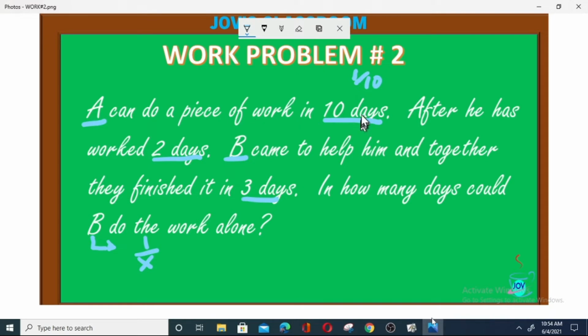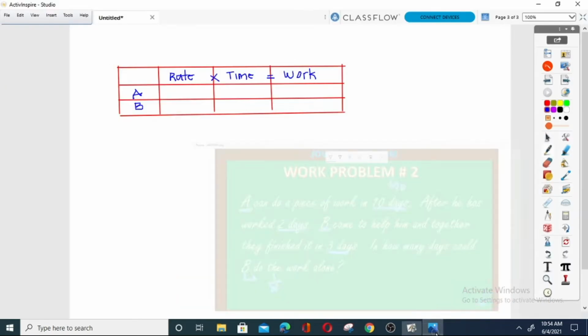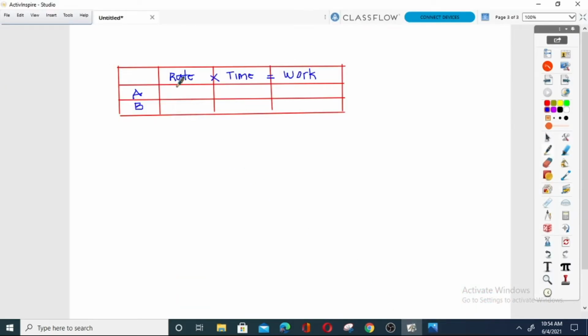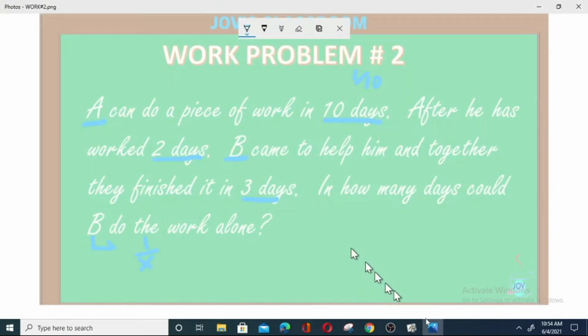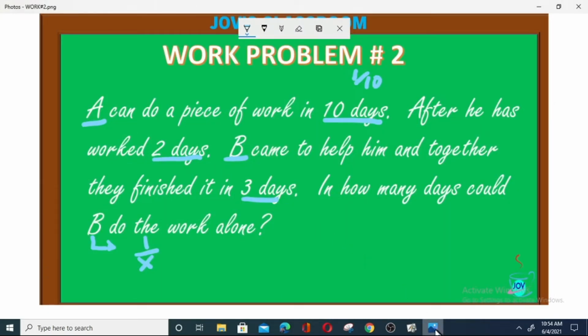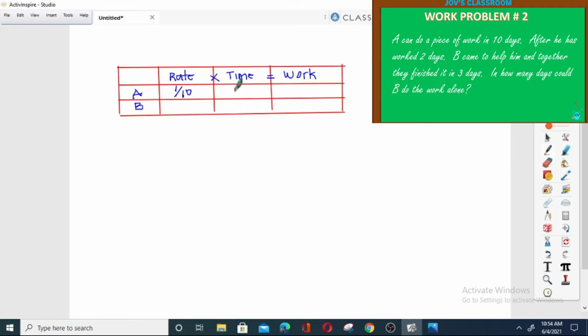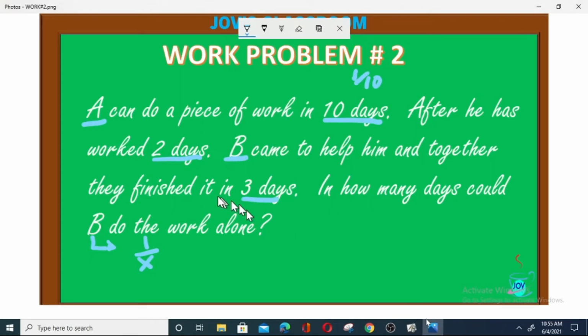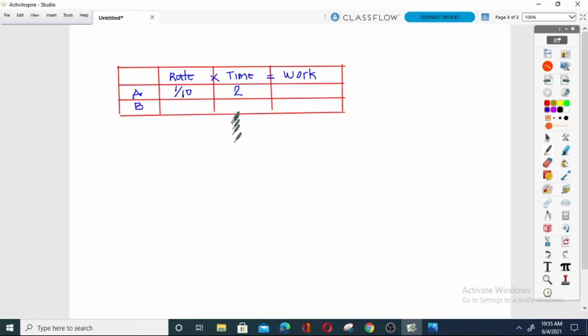Worker A has a rate of 1/10 because he worked in 10 days. And his time is, he worked 2 days. So that is his time here, 2. And B helped him, and together they finish it in 3 days. So they work together, in 3 days their time.